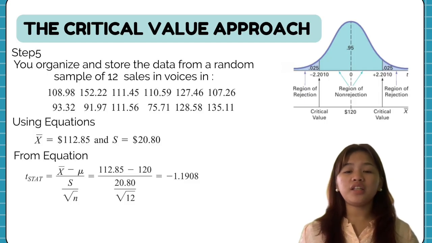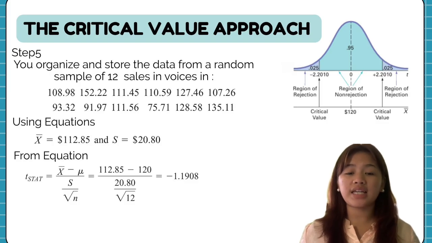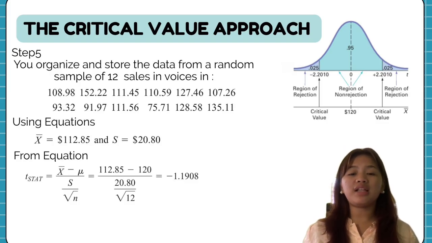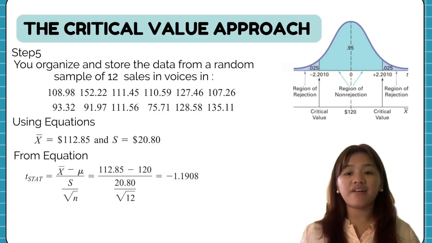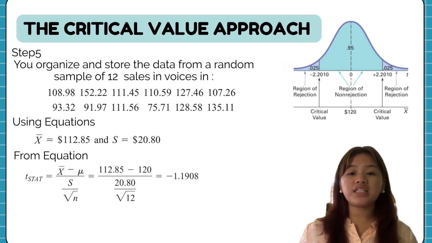So what does negative 1.1908 mean? This value tells us how many standard errors the sample mean is away from the hypothesized mean. For a two-tailed test with 11 degrees of freedom, the critical t-values at the 5% significance level are approximately plus or minus 2.201. If your calculated t-statistic is less than negative 2.201 or greater than 2.201, you reject the null hypothesis. If your t-statistic is between negative 2.201 and 2.201, you do not reject the null hypothesis.